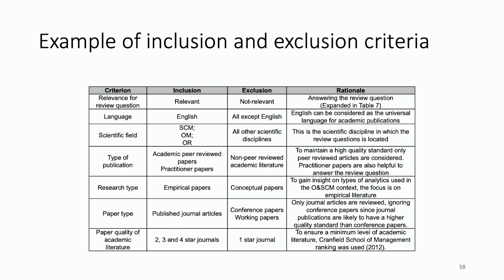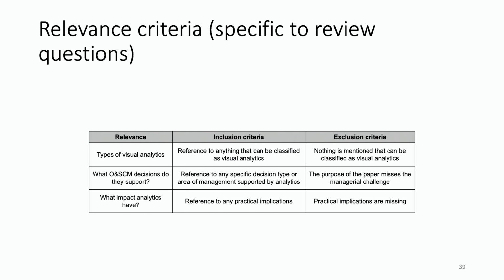The relevance for the review questions can be a separate table. And here, for example, is mine from that time. We have the types of visual analytics in my case, and I have inclusion and exclusion criteria for the specific questions. I would include a paper if it references any type of visual analytics, and I would not include it if there is nothing mentioned about any visual analytics within that paper. Even if I pick them up based on keywords, if there is no mention of that, I wouldn't include it. So this is an example.